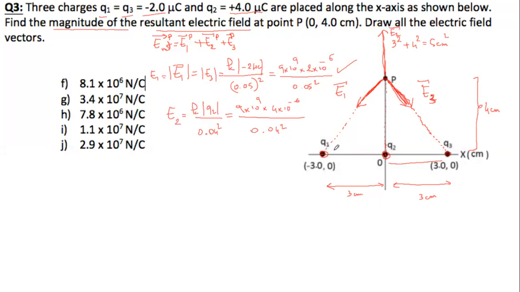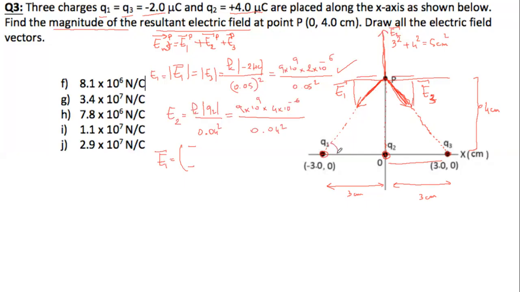Now let's do the vectorial sum. First, we can see that E1 plus E3 will give you 0 along X. They are opposite. You can see the X components are equal in magnitude and opposite, and 2 times the Y component. So let's do it properly. E1, you can see that it's in the third quadrant, so it's negative along X and negative along Y.